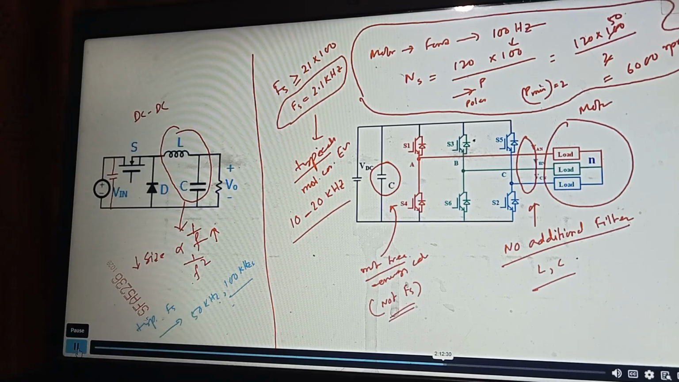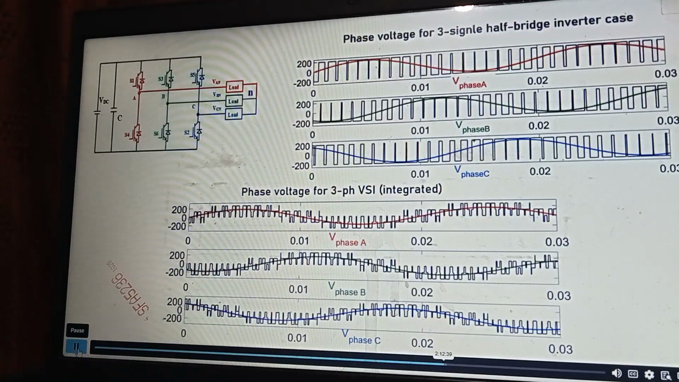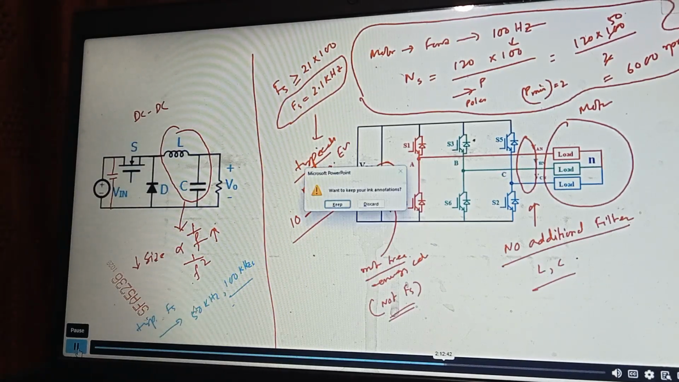Okay. So this is about how you decide carrier frequency. Now, quickly I'll talk about carrier peak amplitude. How do you decide?